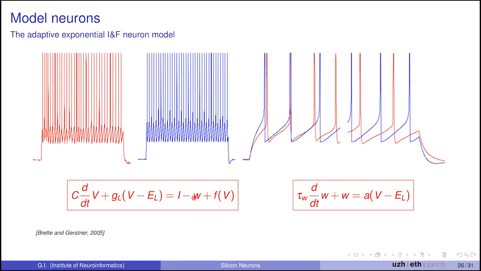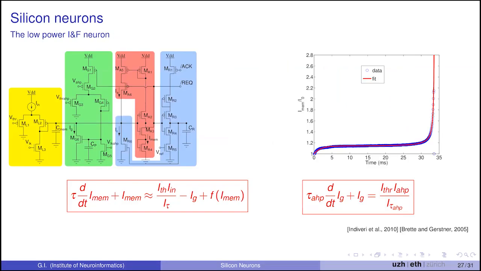which is a slow variable that is also a first order differential equation. And it has a negative effect on the fast variable. So this is equivalent to what I was telling you at the beginning as the calcium concentration. The larger this W variable, the less the effect of the input current. It's I minus W.